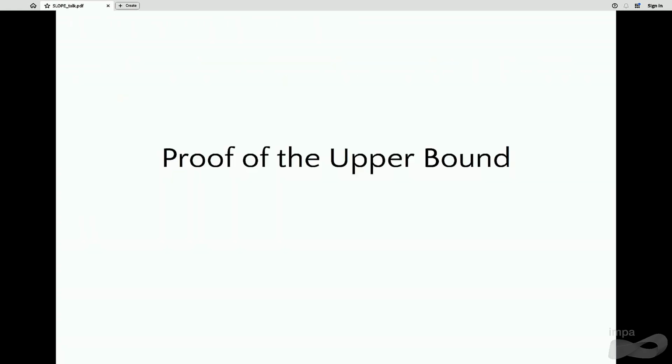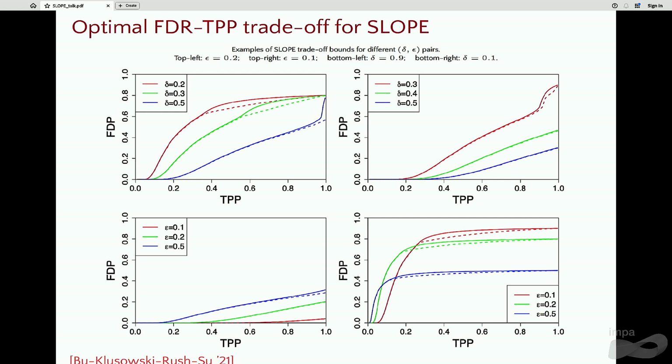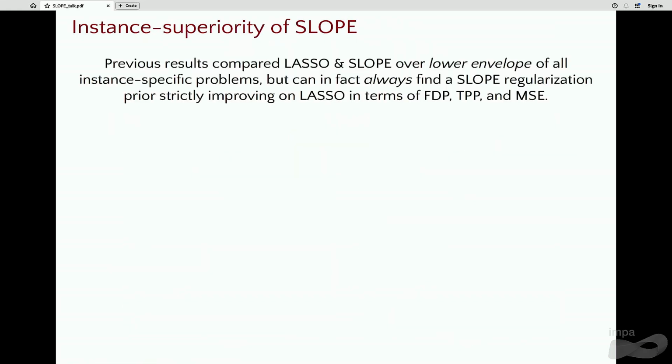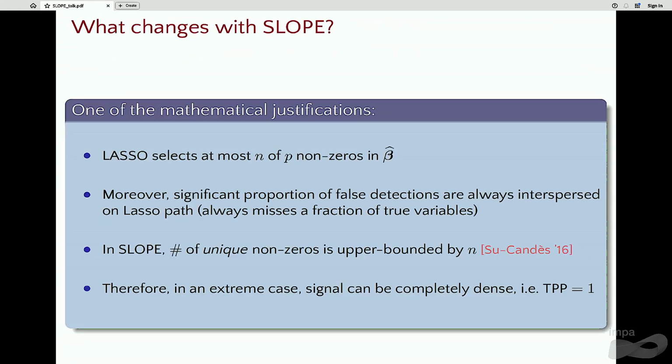Okay, so to wrap up, I just wanted to talk a little bit about the proof of the upper bounds here. So in particular, the proof of this piece, right, that uses AMP. So the idea is sort of the following. So mathematically, why is it that slope can beat this Donoho-Tanner phase transition? Well, one of the reasons is the following.